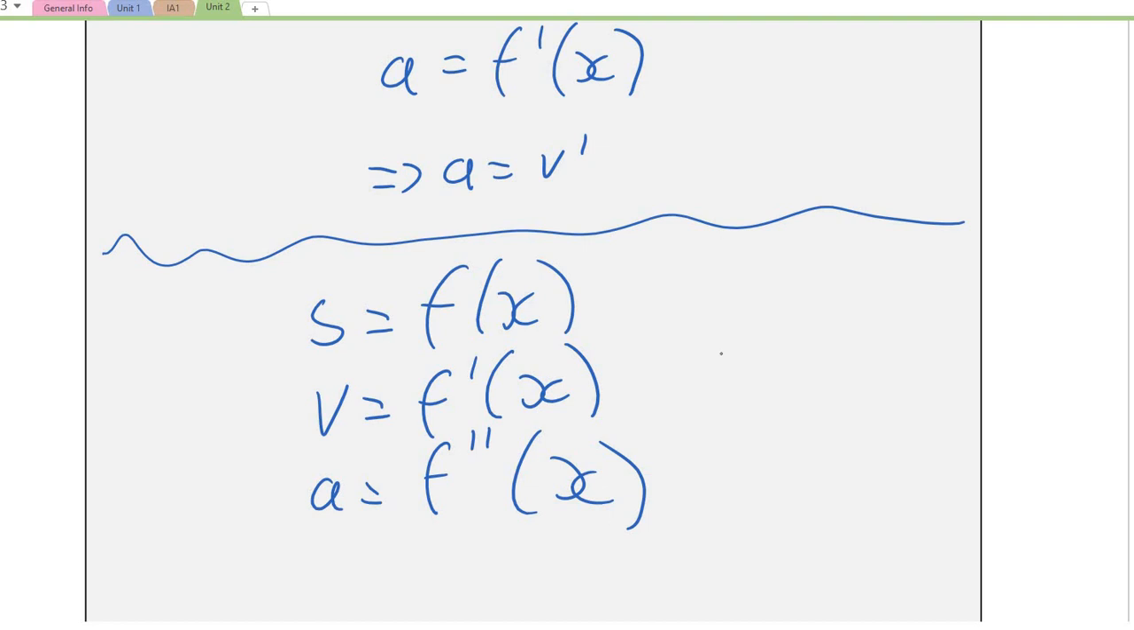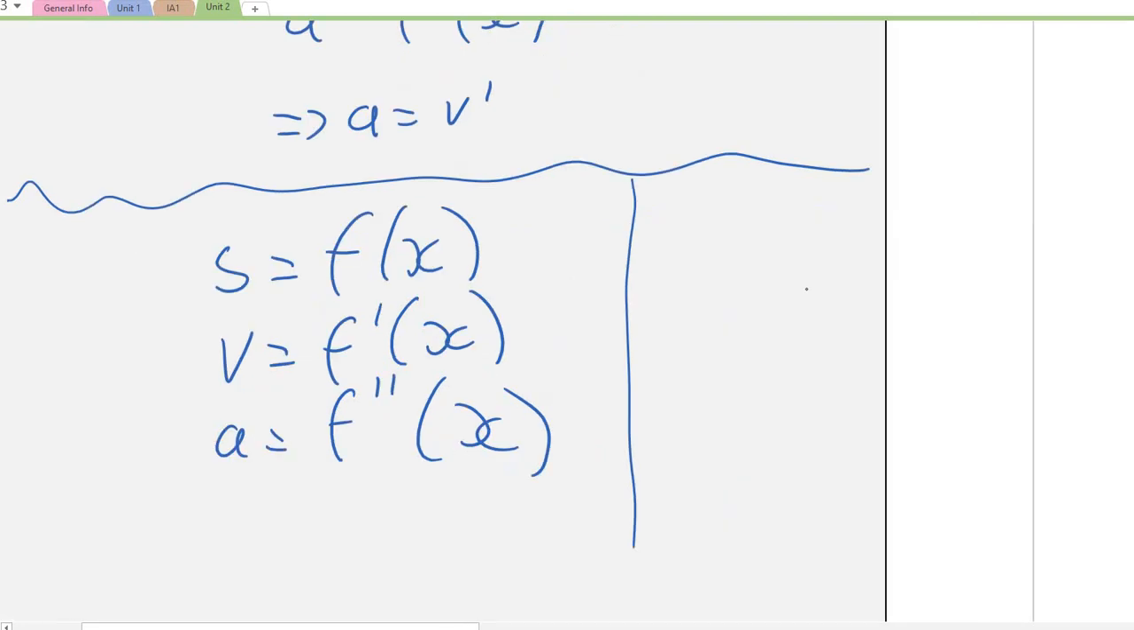Another way you could say it, say your acceleration equals your velocity differentiated, which equals your displacement differentiated twice. I wouldn't say it that way. I think the left-hand side is probably a bit clearer myself, but that's up to you. What makes sense to you?